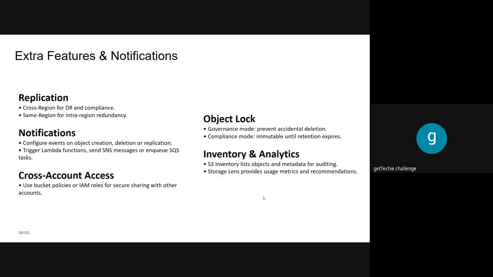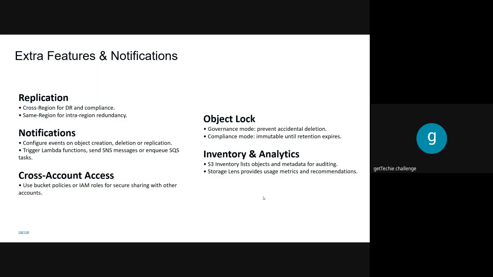So what are the extra features and notifications? Replication, we talked about cross-region replication, right? We talked about same-region replication. What are the notifications? You can configure SNS and SQS so that when anything is happening to the bucket, you get notified immediately. Then you can also enable cross-account access, meaning another account can access your S3 storage, but you have to configure the IAM role to be able to do that.